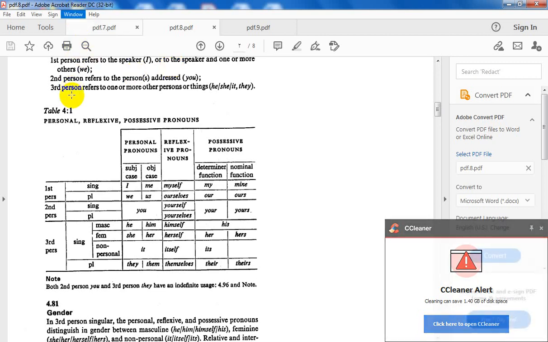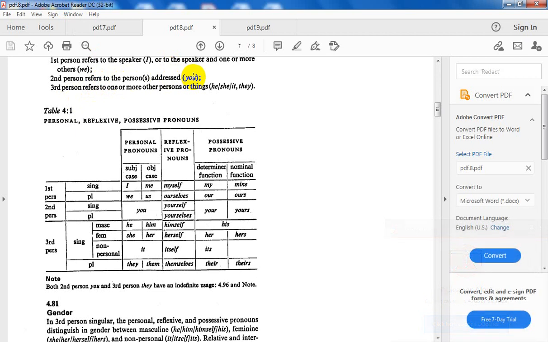Again, the second person refers to the person addressed, you. When I want to address you, I say what? You. Third person refers to one or more other persons or things. طبعا they يقول things because they, you see, it is for male and for human and non-human. So he, she, it, and they.